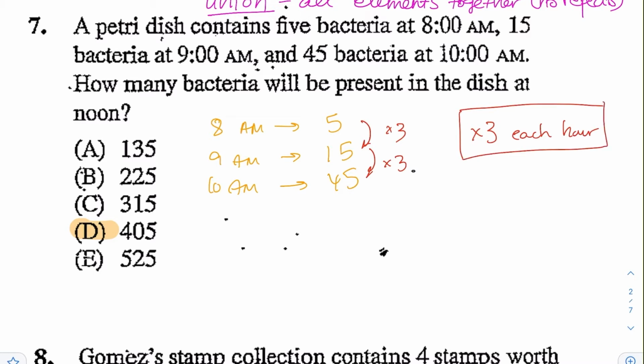So if that is the pattern, if that's a function, you just have to apply it moving forward. So at 11 a.m., you just multiply by 3. That would be 135. And then you multiply by 3 again.